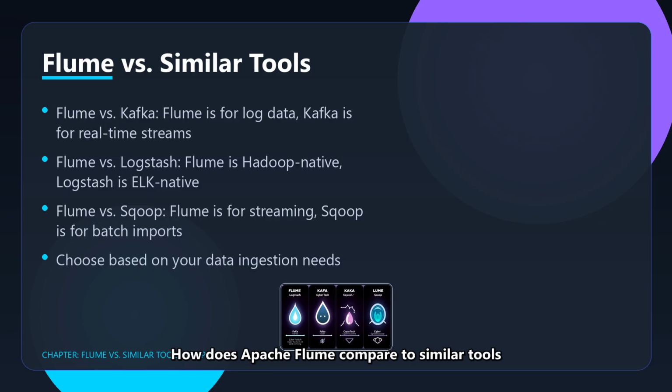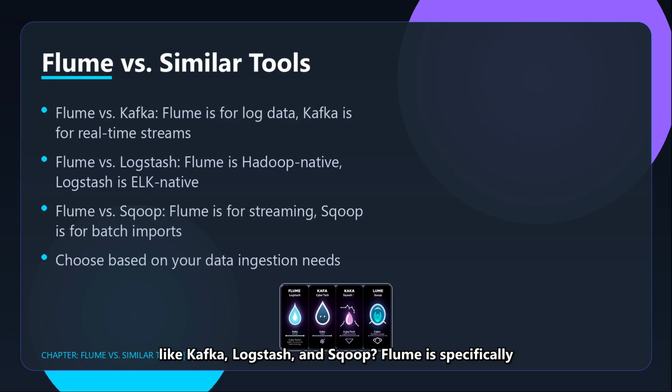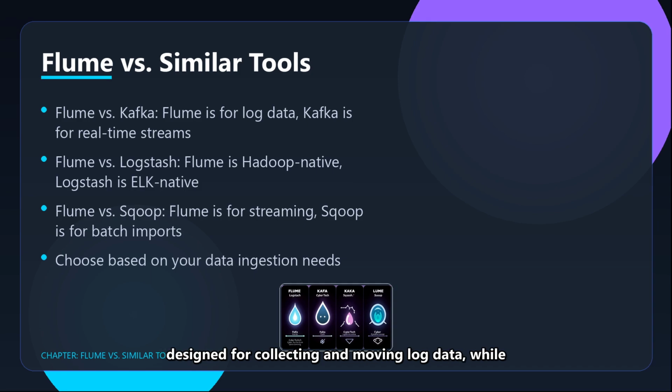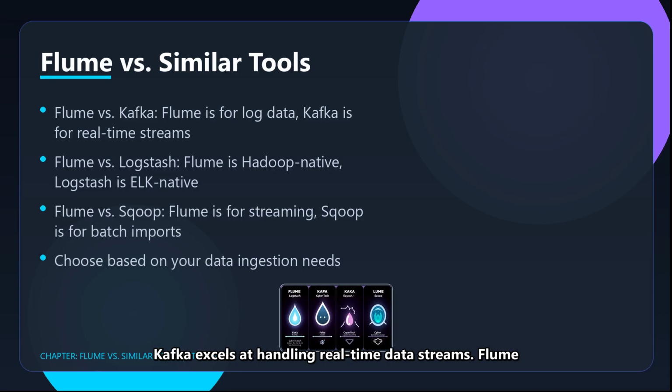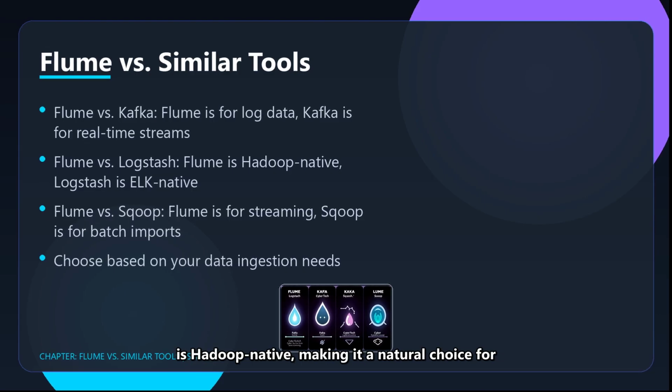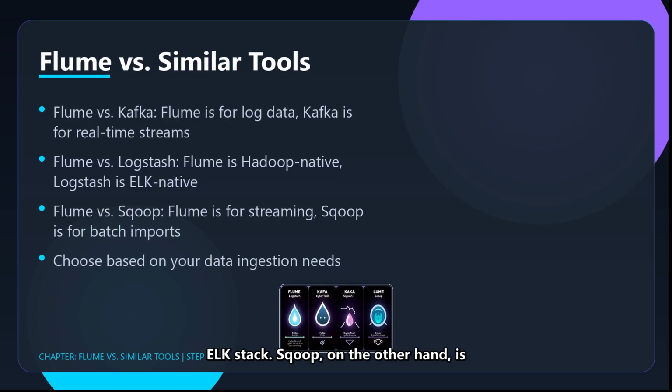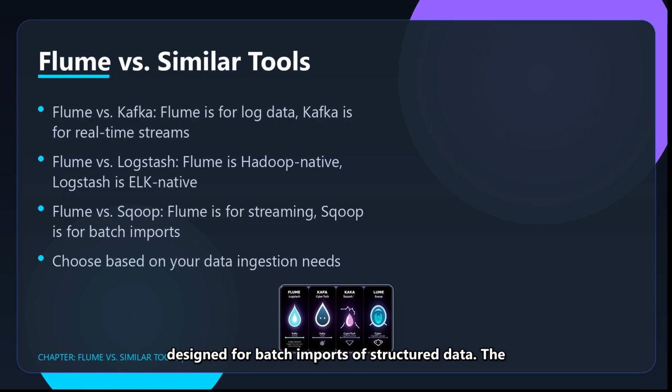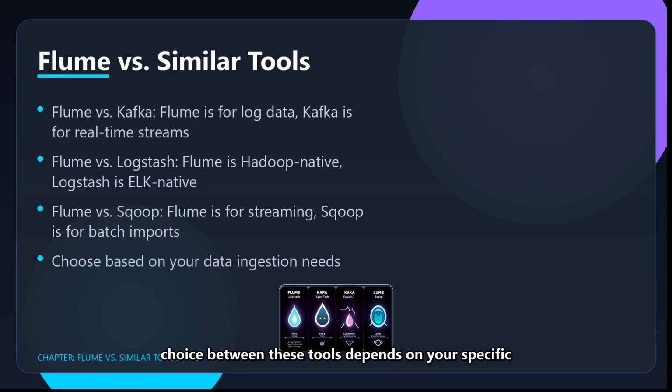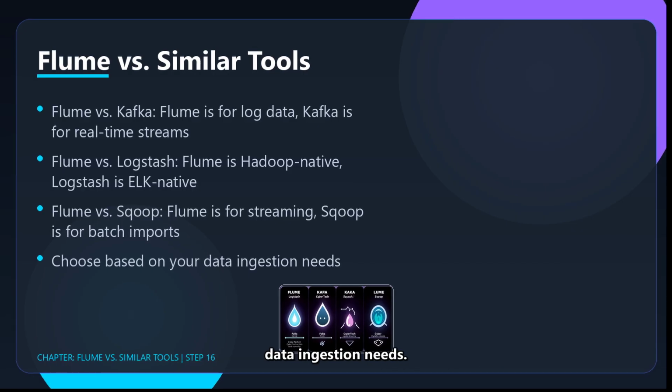How does Apache Flume compare to similar tools like Kafka, Logstash, and Sqoop? Flume is specifically designed for collecting and moving log data, while Kafka excels at handling real-time data streams. Flume is Hadoop native, making it a natural choice for Hadoop ecosystems, whereas Logstash is part of the ELK stack. Sqoop, on the other hand, is designed for batch imports of structured data. The choice between these tools depends on your specific data ingestion needs.